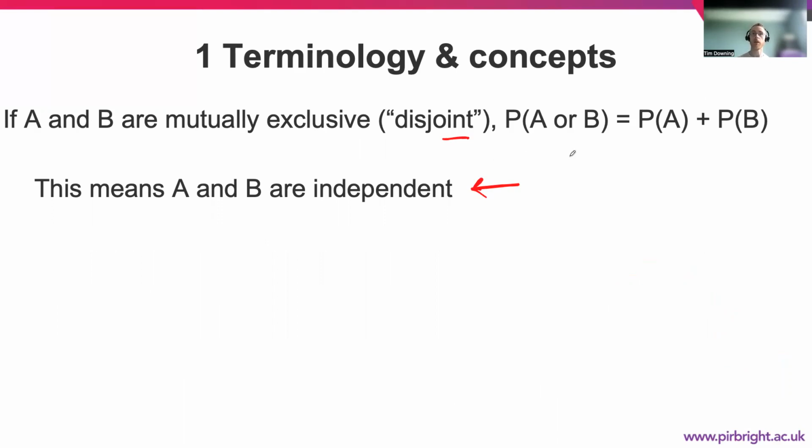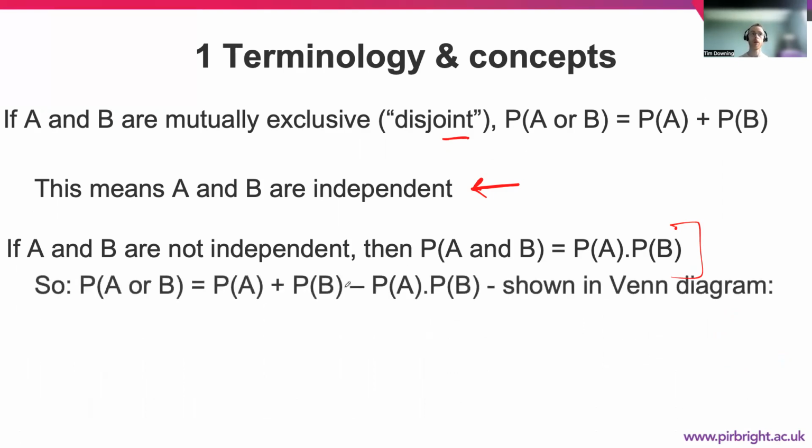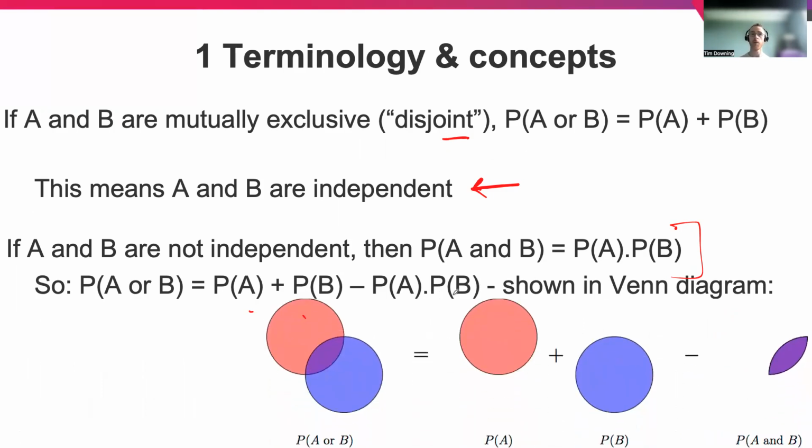If A and B are not independent, that can mean the probability of A and B is equal to the product of these two events occurring. And this will be non-zero. So if we have the probability of A or B, we get the probability of both minus the probability of this occurring. And graphically, you can imagine that there you have probability of A or B occurring. We're measuring probability of A here, this circle, and B here, this circle, which means we have duplicated the intervening purple area, and that's why we need to take it away at the end.